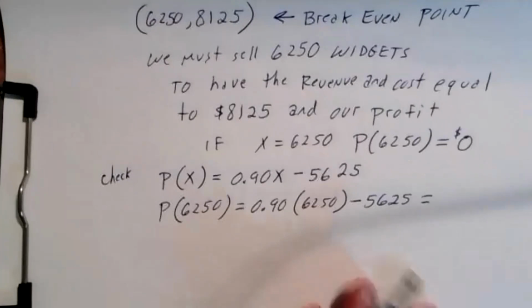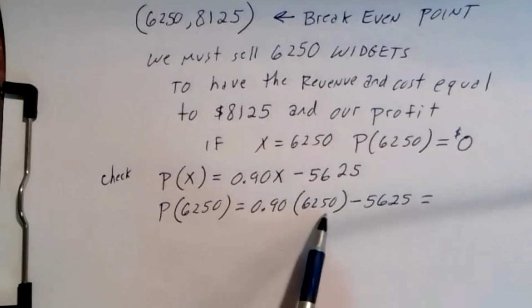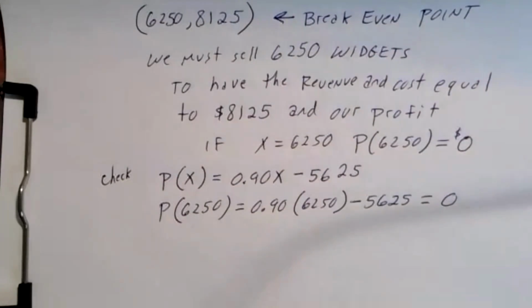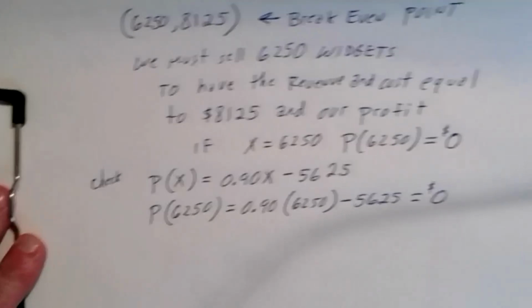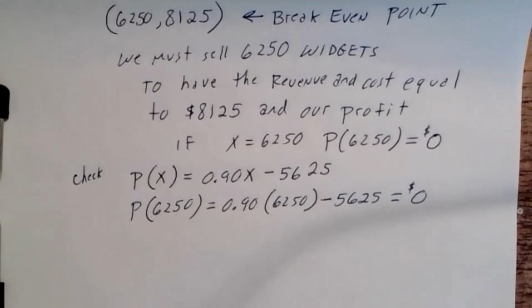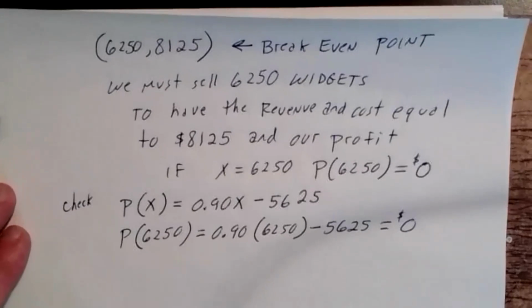What it had better give us? Our profit better be equal to what? 0 at the break-even point. We're not making any profit. We're not losing money either, but we're not making any money either. It's called a break-even point, ladies and gentlemen. Is it 0? Does this evaluate to 0? Yes. Okay. You see how this is all working here?